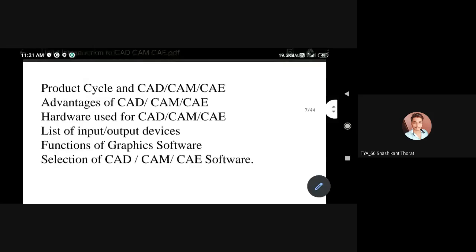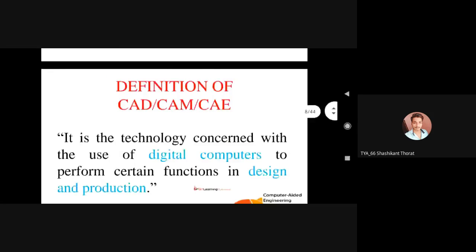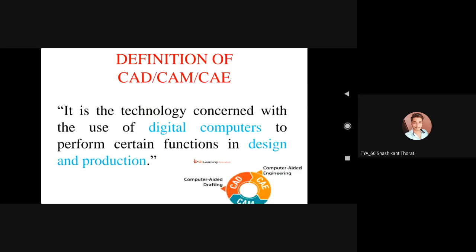So definitions, first of all we will take. Now it is the technology concerned with the use of digital computers. All this subject is related to the computer, digital computers, because we have transferred all this study, whatever the pen paper study, to those digital computers. So in the definition, that is very important. It is the technology concerned with the use of digital computers to perform certain functions in design and production.